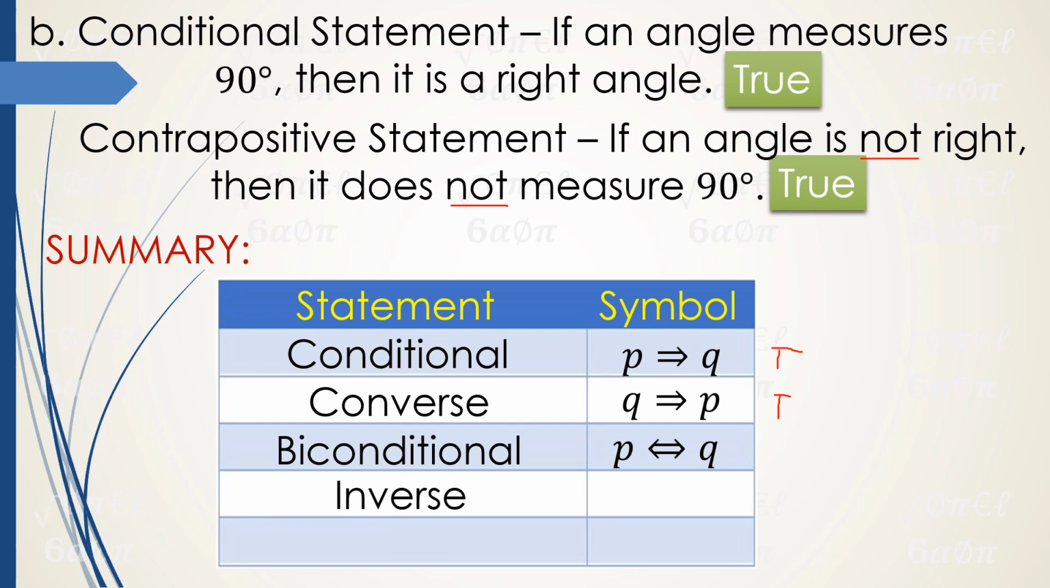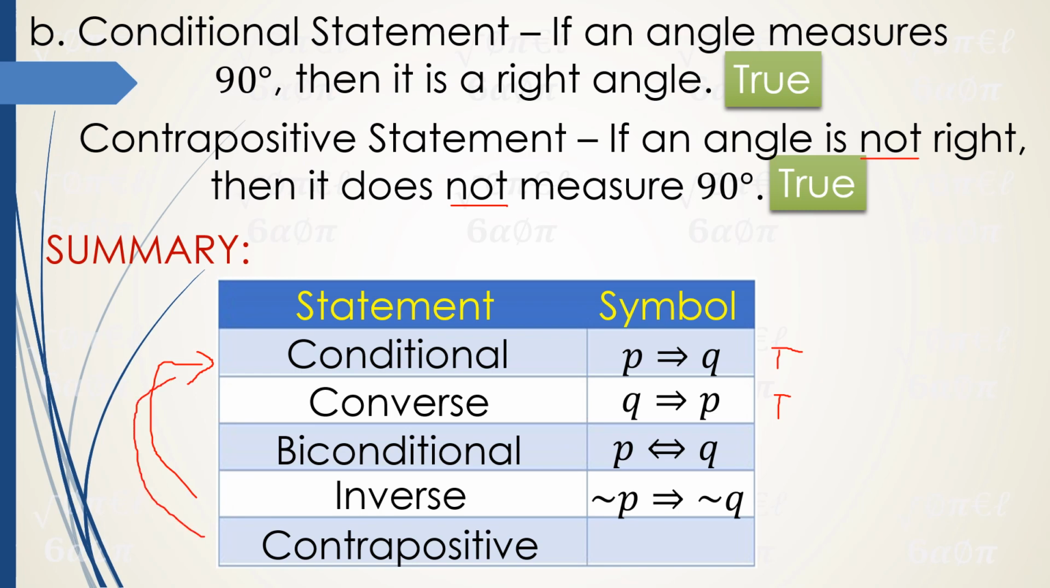And for the inverse, ang gagawin sa inverse ay ininegate natin si conditional. Palagi tayo nakadepende kay conditional. So, ininegate natin, we have if not P, then not Q. And for our contrapositive, ang gagawin kay conditional ay pagbabaligtad rin ng pwesto, tapos, ininegate parehas. Therefore, that is if not Q, then not P.